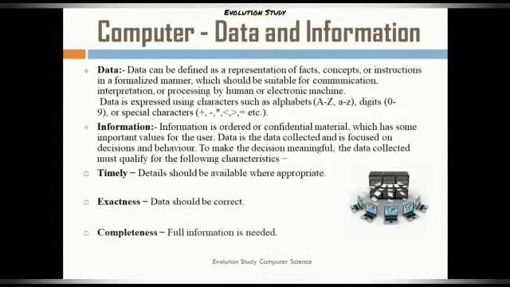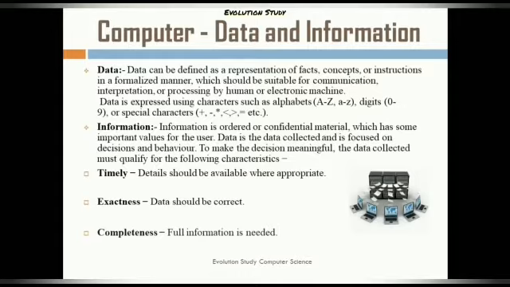Data and information. Data can be defined as a representation of facts, concepts, or instructions in a formalized manner, which should be suitable for communication, interpretation, or processing by humans or electronic machines. Data is expressed using characters such as alphabets A to Z or a to z, digits 0 to 9, or special characters such as plus, minus, asterisk, greater than, less than, equal to, etc.